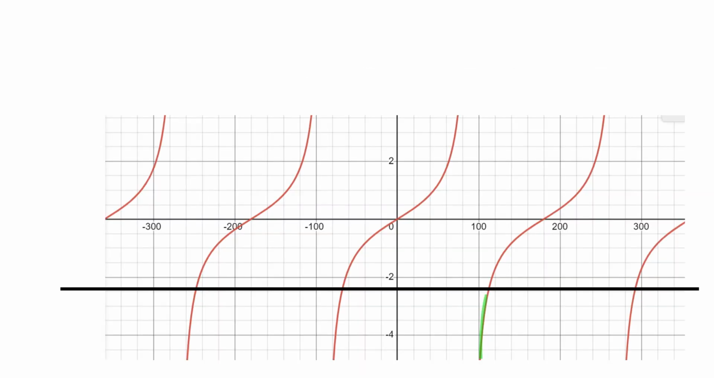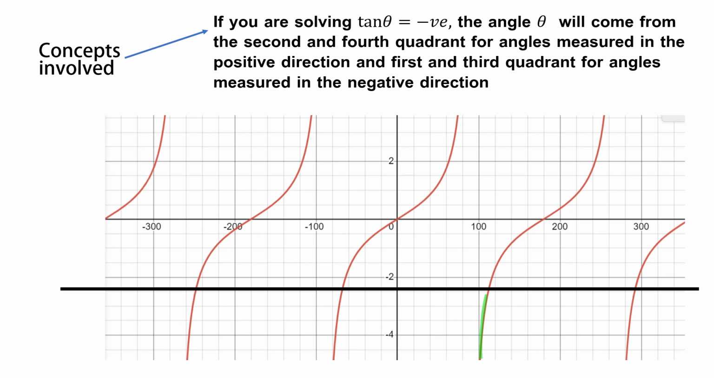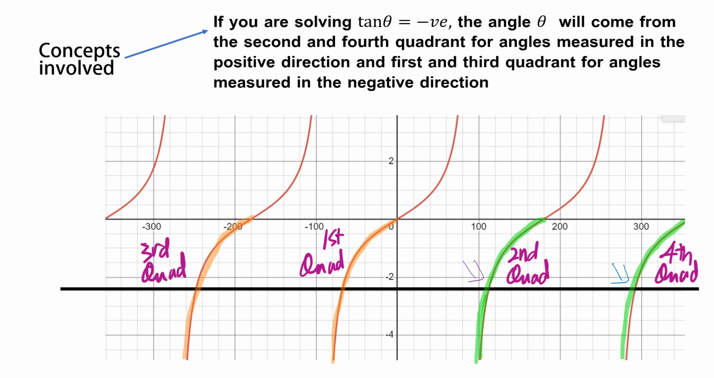All right, let's see what happens if we're solving for tangent theta equals a negative value. Okay, the first intersection point comes from the second quadrant. The second intersection point comes from the fourth quadrant. For angles measured in the negative direction, it will be first and third.